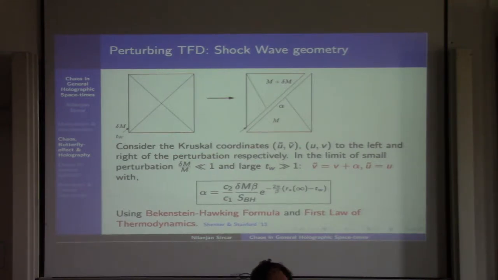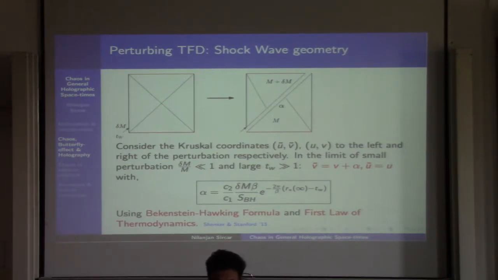This is a shock wave kind of thing you are introducing into the geometry, but in a particular limit this calculation becomes very simple. The limit is that the change of energy is very small compared to the mass of the black hole, and you are considering a large time such that the shock wave is hugging the horizon. Then you can just patch two black holes, one of mass m, the unperturbed black hole, and another of mass m plus delta m, and patch this geometry smoothly along the line of the shock wave, which for this limit of t_w much greater than 1 is basically along this horizon.